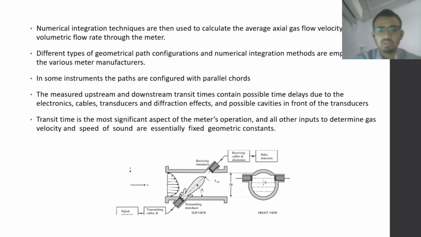The measured upstream and downstream transit times contain possible time delays due to the electronics, cables, transducers, and diffraction effects, and possible cavities in front of the transducer. Transit time is the most significant effect of the meter's operation, and all other inputs to determine gas velocity and speed of sound are essentially fixed geometry constants.